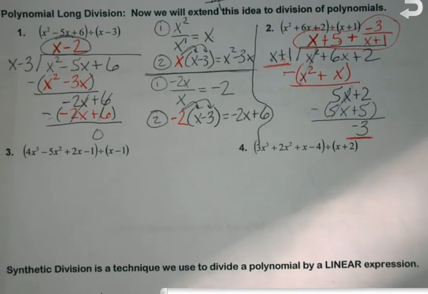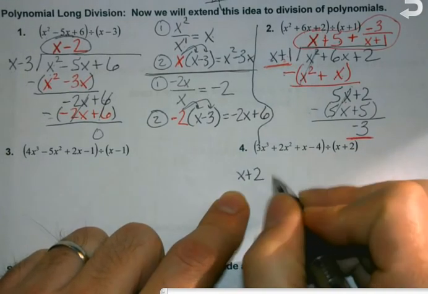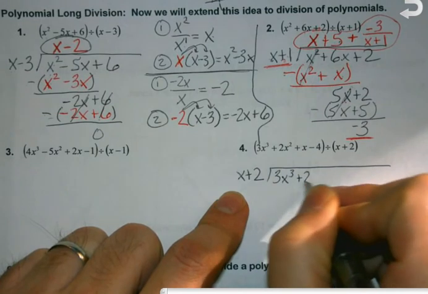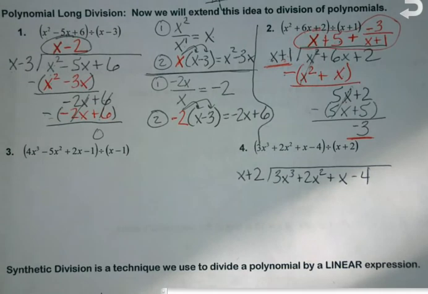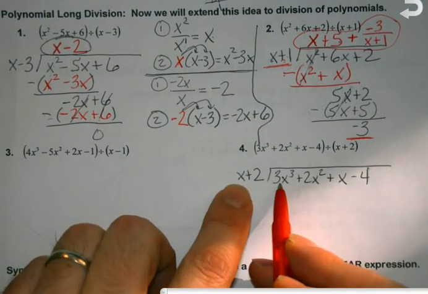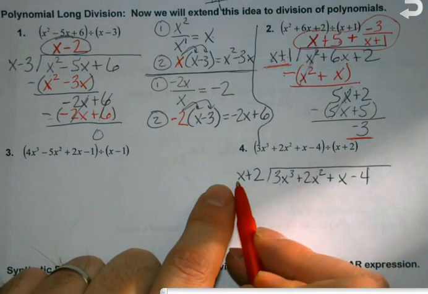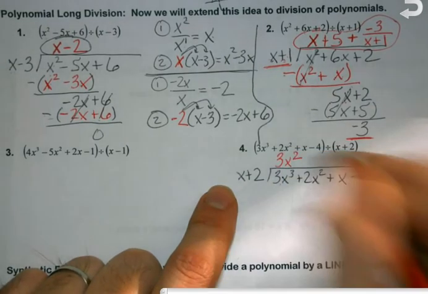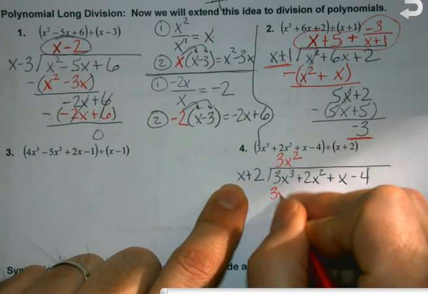So kind of keep those first 2 in mind. You're like, okay, x plus 2, x third. Make sure you copy carefully, because if I change an exponent or something, that's going to mess me all up. All right, here we go. First term into first term. So 3x to the third divided by x. 3x squared.